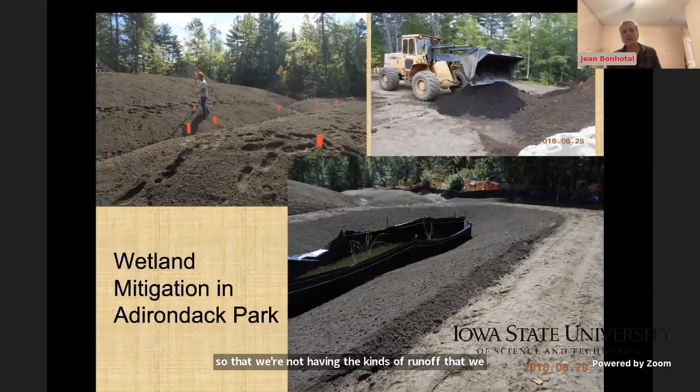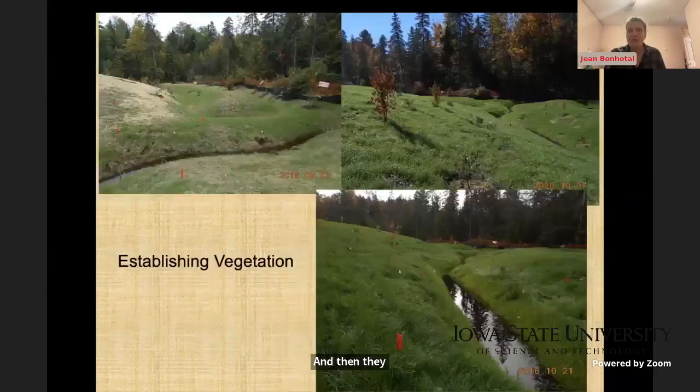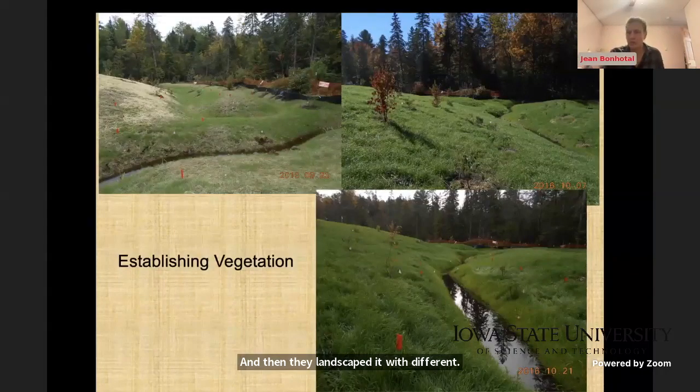This is a mitigated wetland, so they had landfilled it, and they decided to take the garbage out of there, and then they landscaped it with different established vegetation with different water type plants, bog type plants.